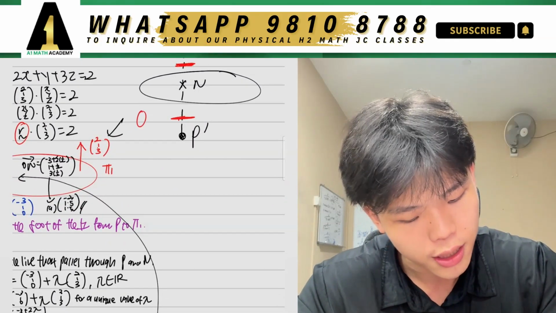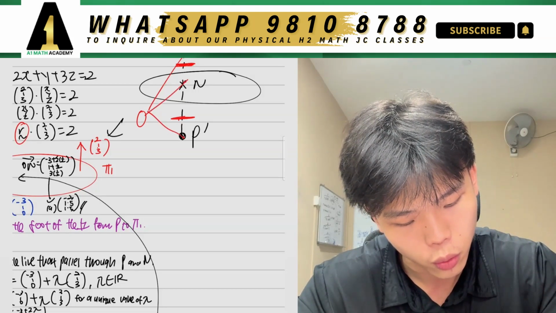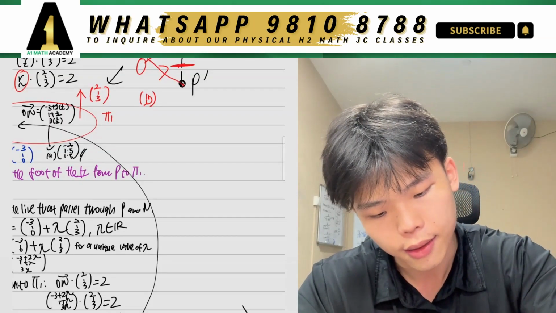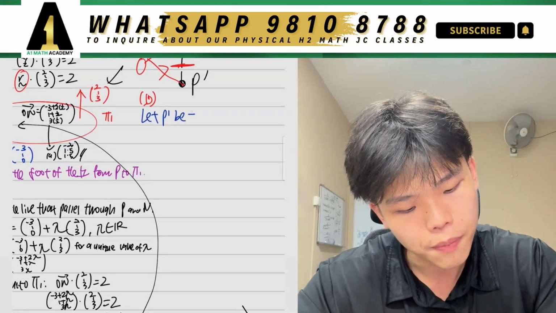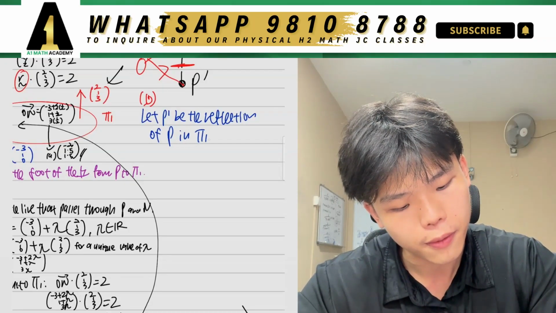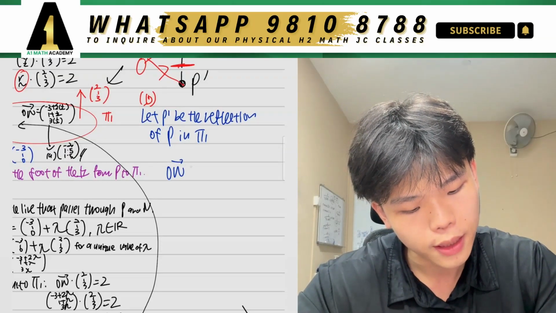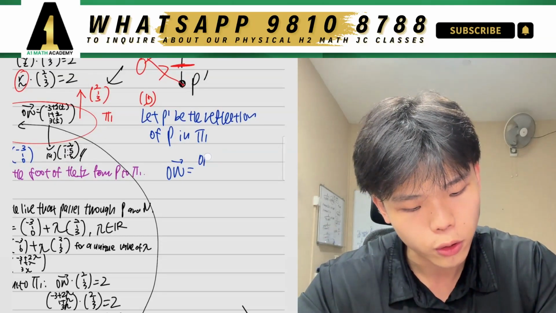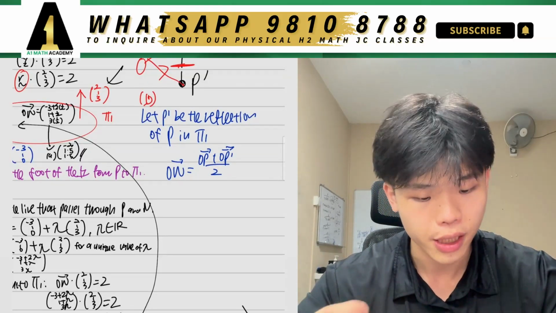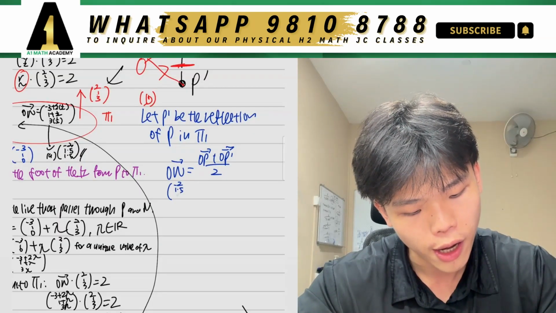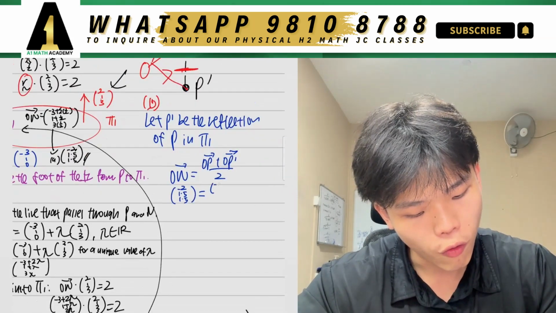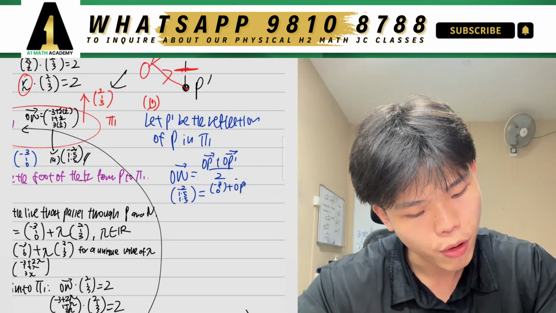Over here my origin is somewhere here, and then I can draw a line from here to here, like that. First and foremost for part B, I can let P prime be the reflection of P in the plane. So I know that ON is the sum of these two divided by 2, so (OP + OP prime) divided by 2. Then from here, I just sub in the values that I already had. So over here (-2, 1.5, 1.5) equals, initially the value of OP is (-3, 1, 0), plus OP prime, divided by 2.